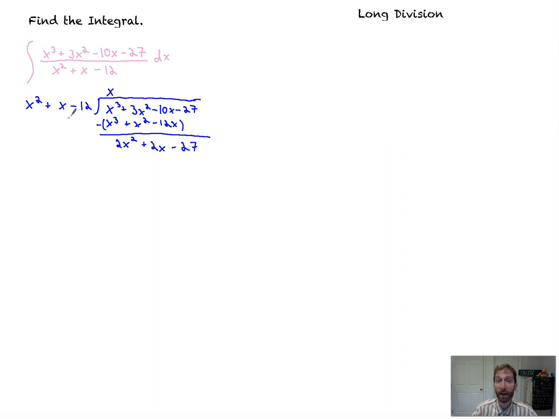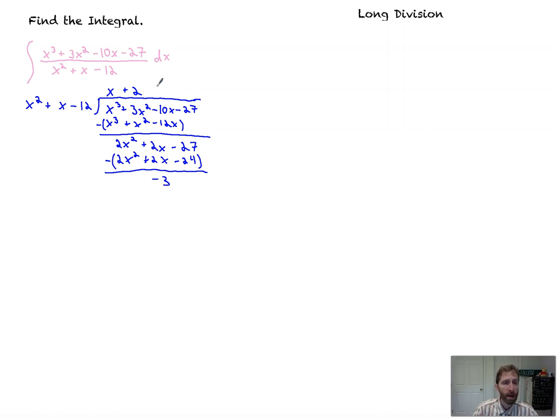So now we do it again. x squared goes into 2x squared plus 2 times. Nice. 2 times x squared. We actually need the remainder here, so we're going to keep going. It's 2x squared. 2 times x is 2x. 2 times negative 12 is negative 24. We're going to subtract all of that out. And so now what we get is 0, 2x minus 2x is 0, minus 27 minus a minus 24 is negative 3.